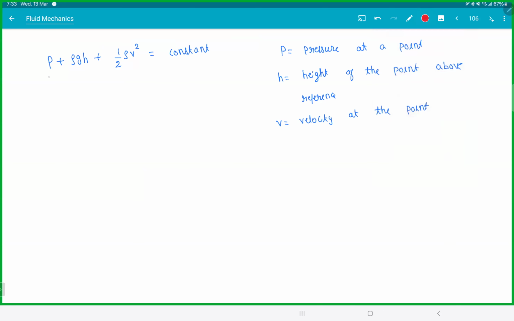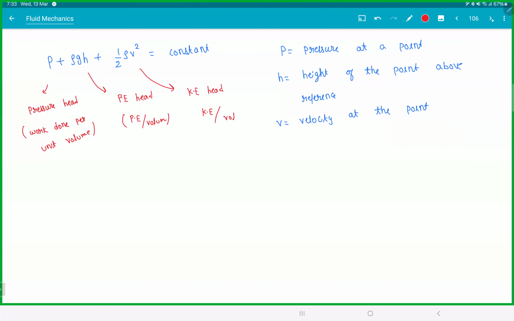So there's a name for this. This P is actually called pressure head. What it means is work done per unit volume. Remember, pressure into volume is energy. This is called potential energy head. That is nothing but potential energy per volume. This is called kinetic energy head. Those are the terms they use in HSE also. So it's nothing but kinetic energy per unit volume.